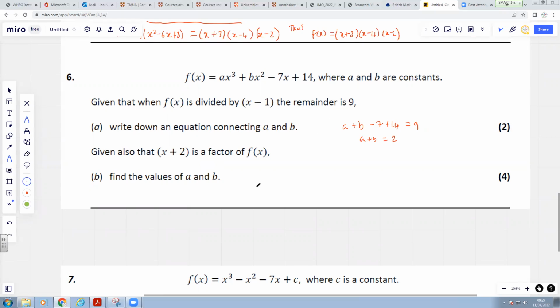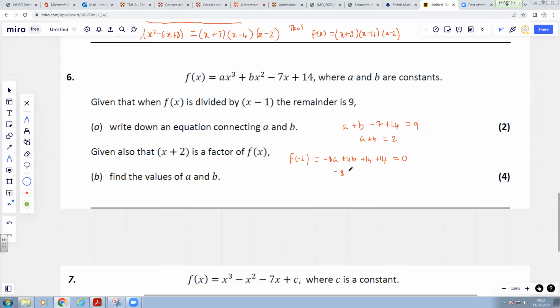Okay, given that x plus 2 is also a factor of f of x, find the values of a and b. Well, we now need to do the same thing with this fact. You always need two pieces of information to work out two unknowns. We're going to have f of minus 2 is minus 2 cubed, that's minus 8a. Minus 2 squared is 4, so that's plus 4b. Minus 2 times minus 7 is plus 14, plus 14. Now, this is a factor of it, so it should equal 0.